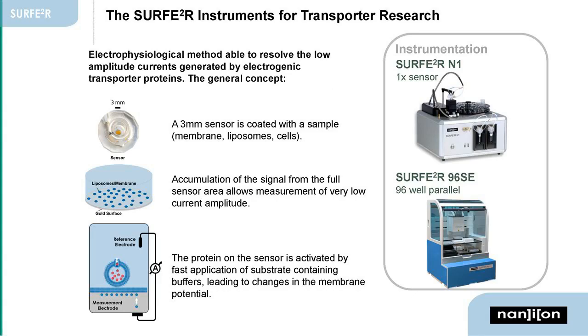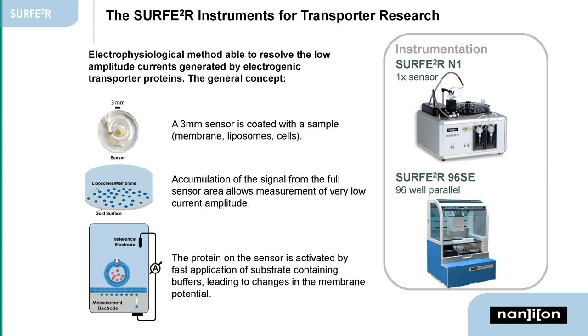So now we're going to transition a little bit and talk about the SURFR. The SURFR is a transporter instrument used for transporter research. Here we're showing the N1 version. This has only one sensor. And then here's the 96 version. So this is more of a high throughput and this is more of a low throughput.